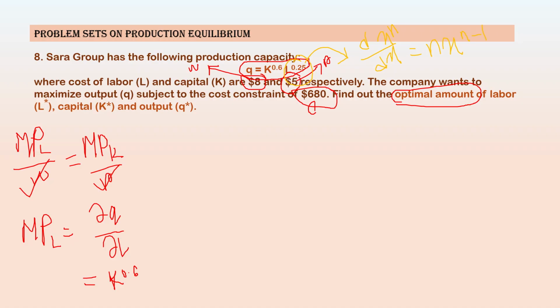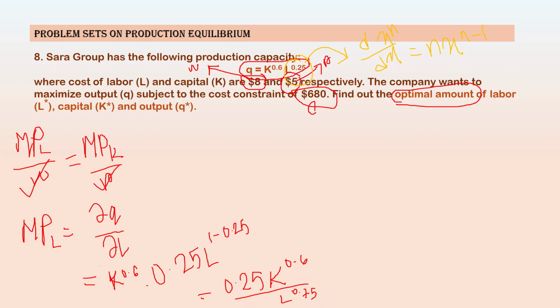So to employ this formula, we get 0.25 L to the power 1 minus 0.25. And now if we rearrange it a bit, we'll get 0.25 K to the power 0.6 divided by L to the power 0.75. So we have already gotten our marginal production with respect to L.